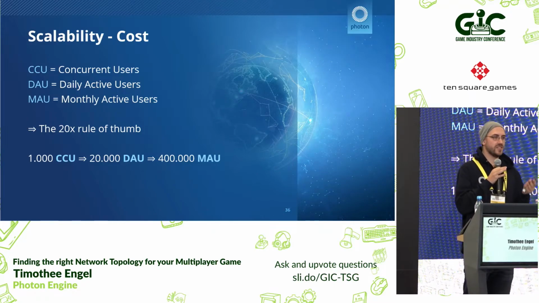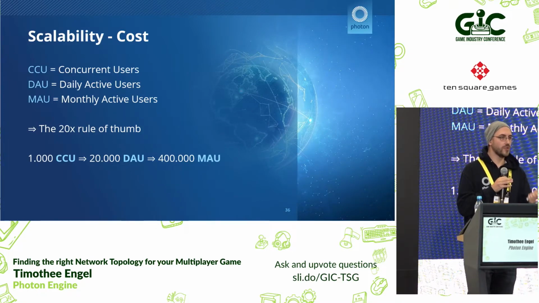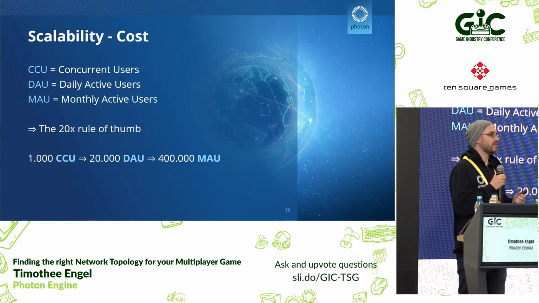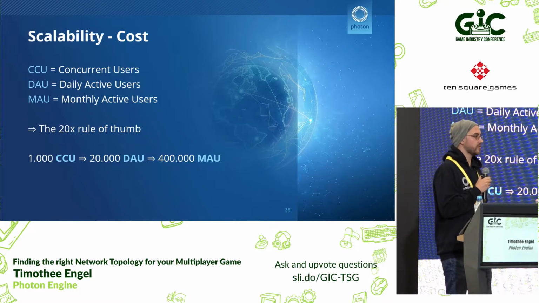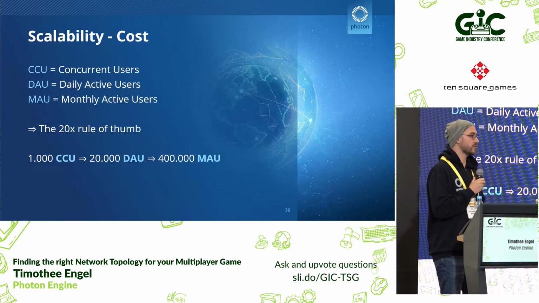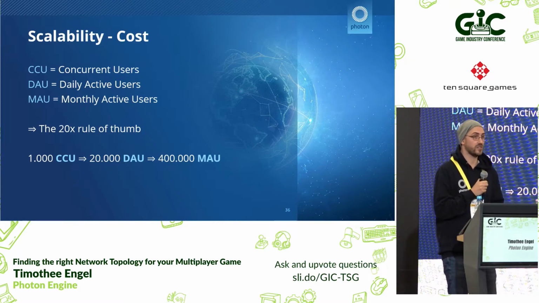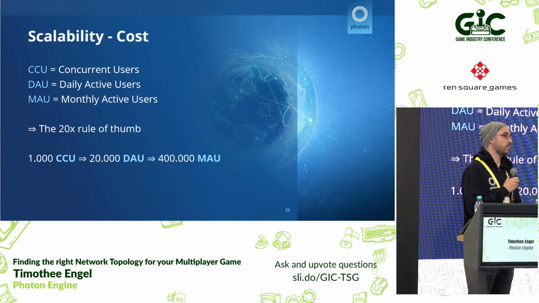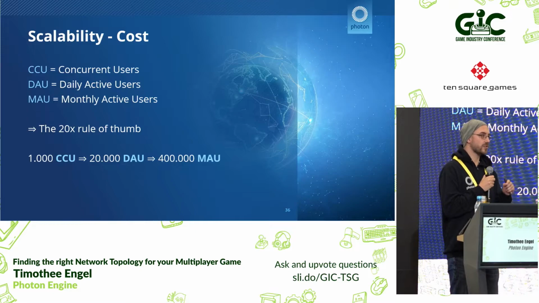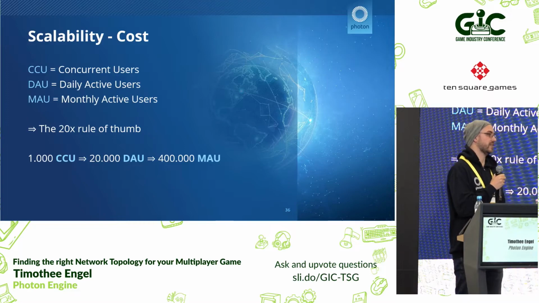To give you an example, over the last 2 decades that we have been operating, we have come to the rule of thumb that we call 20x. On average, you have 20 times the amount of daily users that you have CCUs and 20 times the amount of monthly users that you have daily users. Which means if you were, for instance, to have an infrastructure that supports a concurrent amount of 1,000 players, then that would probably be equivalent on the conservative end of 20,000 daily active users and 400,000 monthly active users.